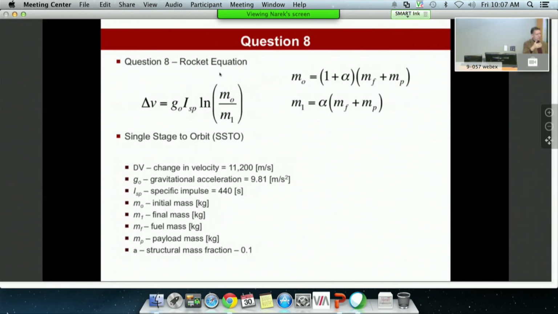Yeah. So a bunch of questions were just about the definition of mass fraction. What is the mass fraction? There are really two different interpretations of it. And it turned out it didn't matter which one you used, because the answer was the same.